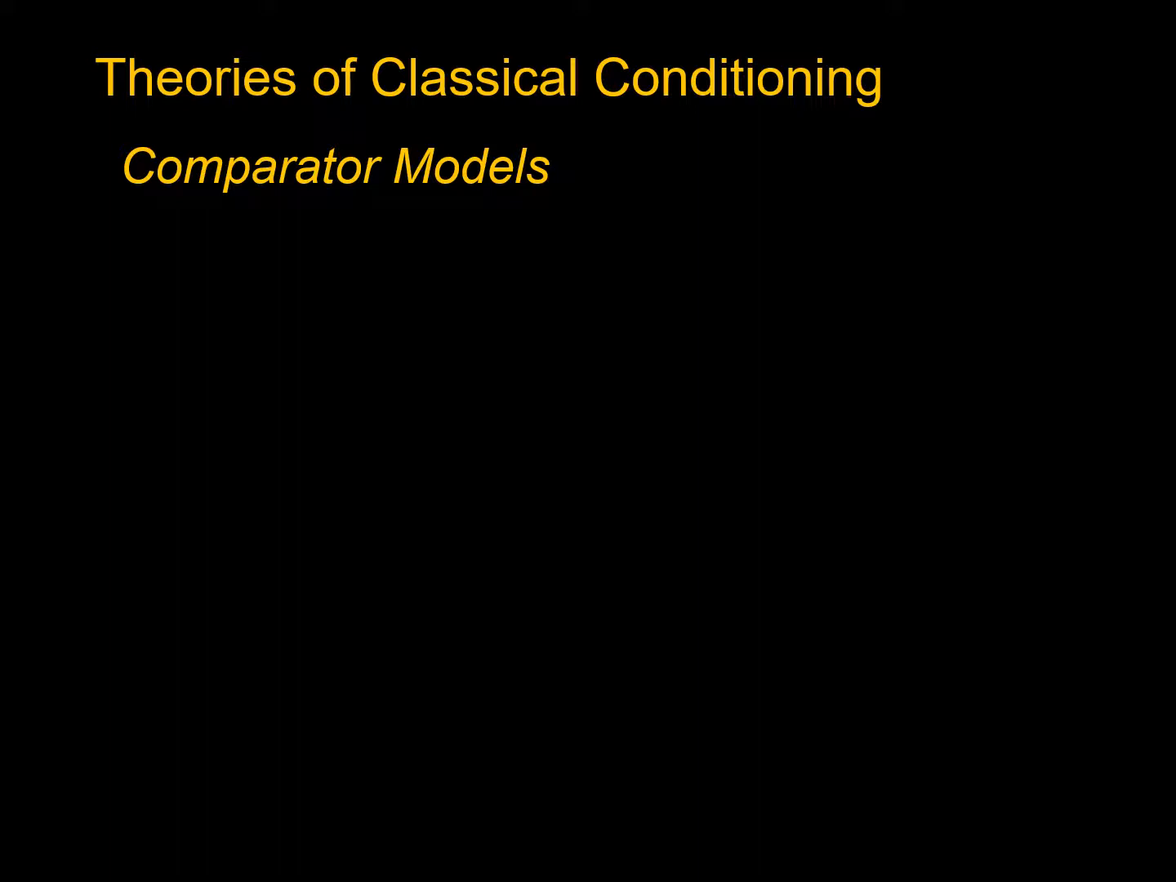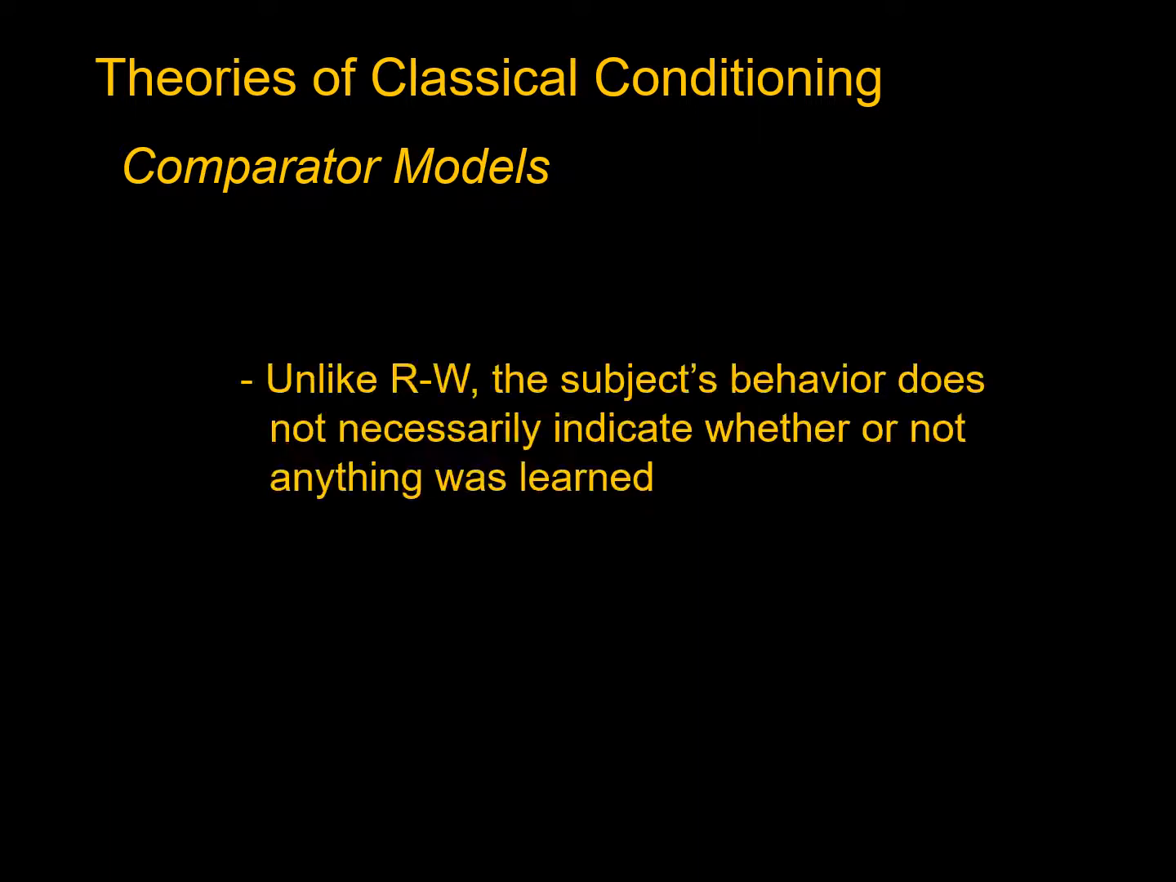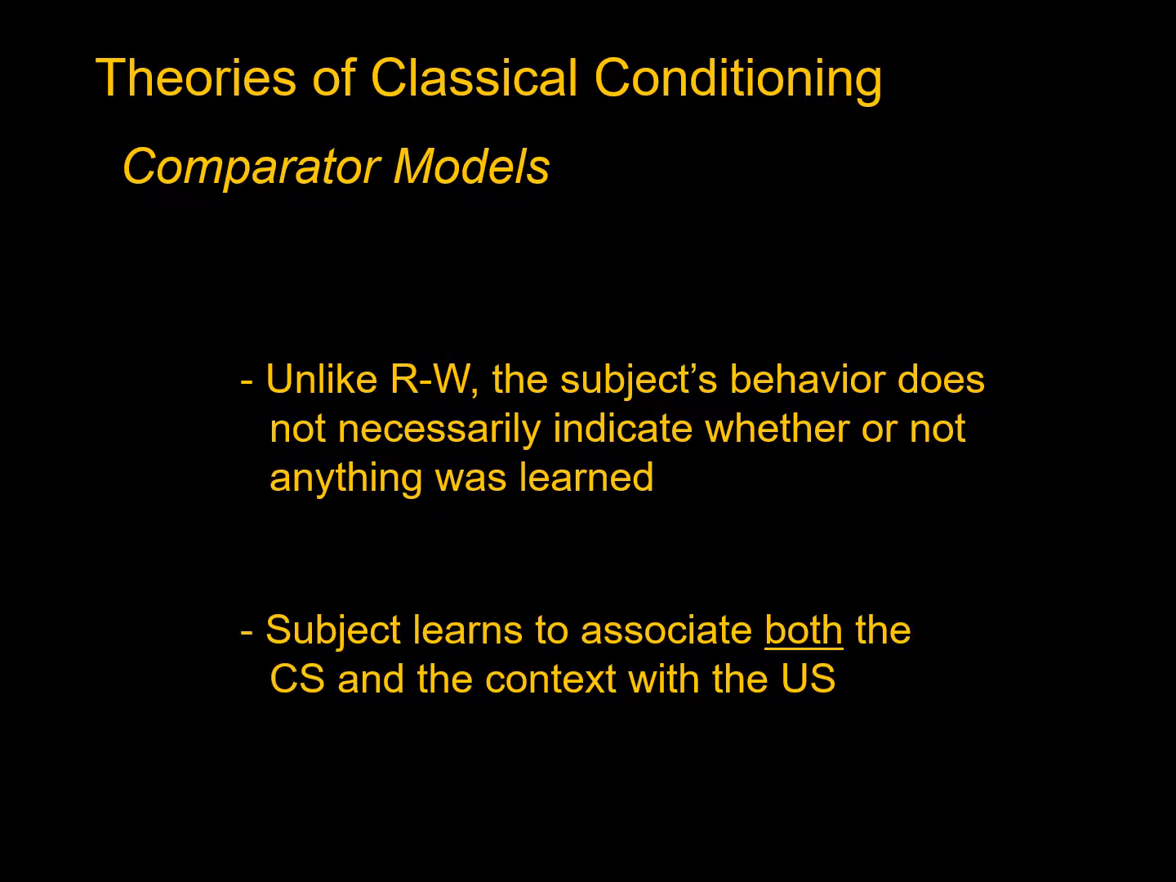Now, because there are these two different associations forming, you can't necessarily know what the subject is learning or not learning by looking at their behavior. At least not as easily as you could in other approaches. So our subjects learn both associations. They're learning to associate the CS with the US and also learning to associate the context with the US.